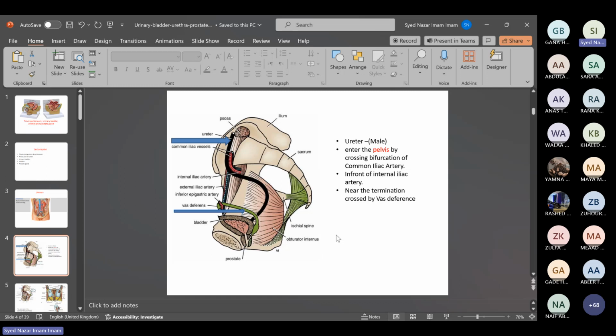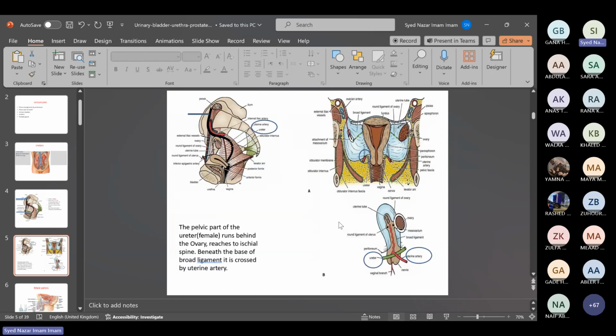Now, in the male, near the termination, it is crossed by the vas deferens. And this is one of the differences between the male and female. So while you are reading about the different structures in the pelvis, you should also note down what the differences in the structures are in the male and in the female. So the first difference is that it is crossed by the vas deferens.